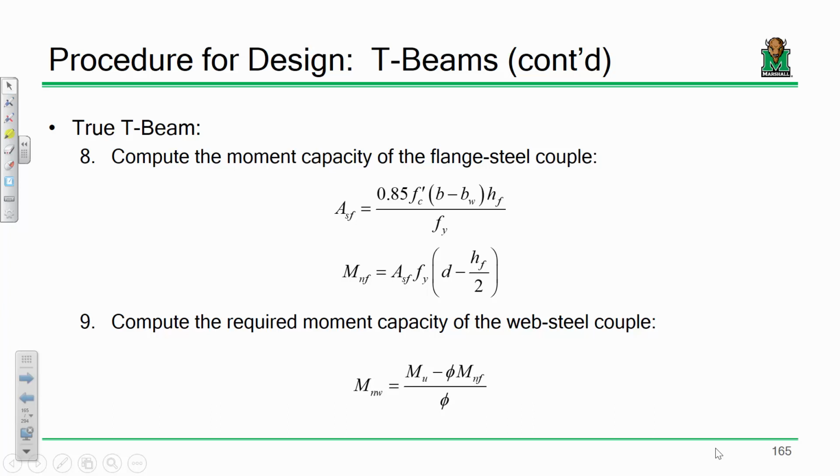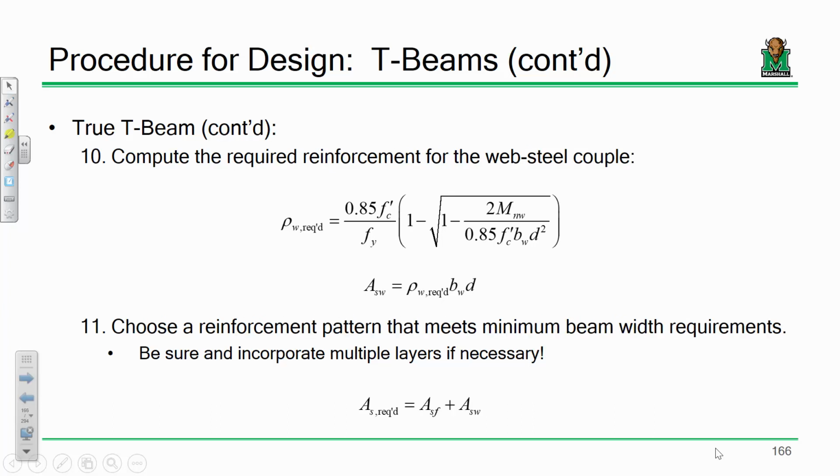We start out with the flange couple because we can solve for everything directly. Our moment capacity and our steel component have absolutely nothing to do with A. So solve for that first, and then we back calculate how much capacity we need out of the web couple in order to safely meet that load demand. Figure out how much steel we need for the web couple, and then just pick a steel pattern based off of those two individual components. So does that make sense?